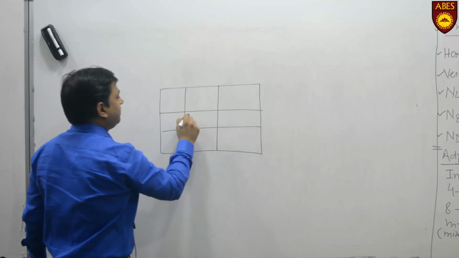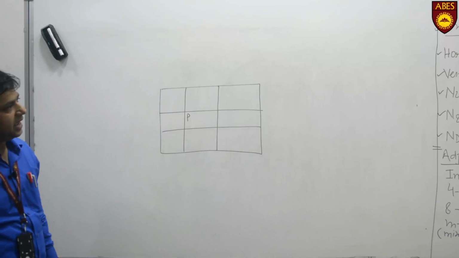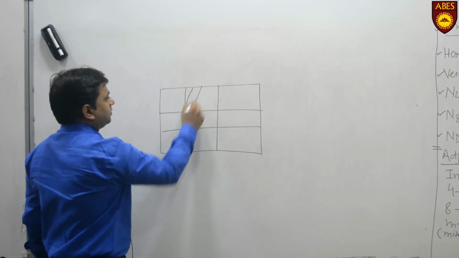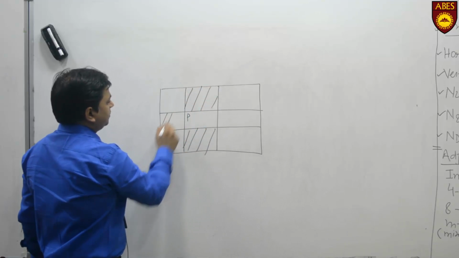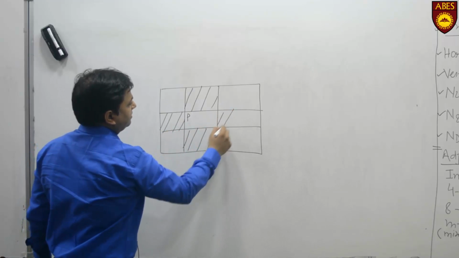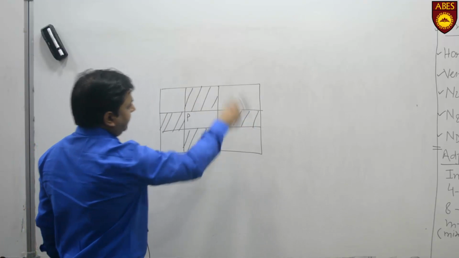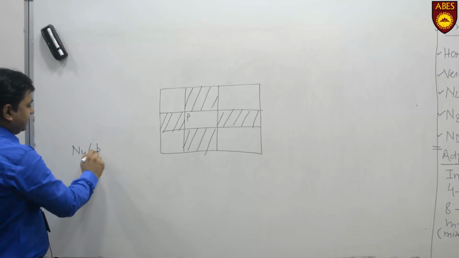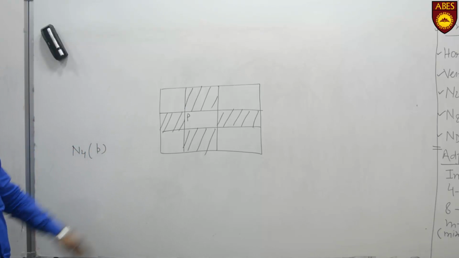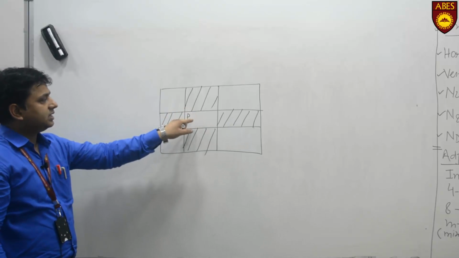So this is called the central pixel, and the central pixel may have two vertical pixels and two horizontal pixels. And when we combine all these four, it becomes the N4P set. This is called the N4P. These are the neighbors of this P.